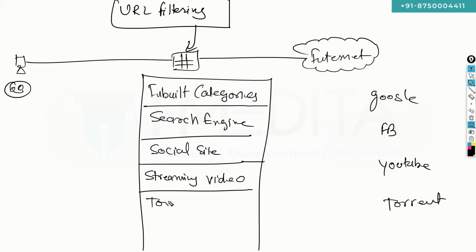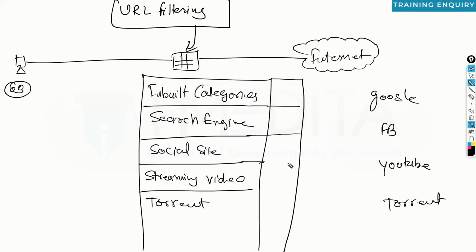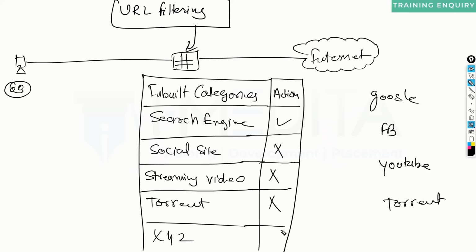Next, we have torrent sites. In this way, we have multiple categories available on the Checkpoint. Now, after enabling URL filtering, you can control, like, search engine should be allowed, social site should be blocked, streaming video blocked, torrent blocked, or if there is any other category, you can block that.